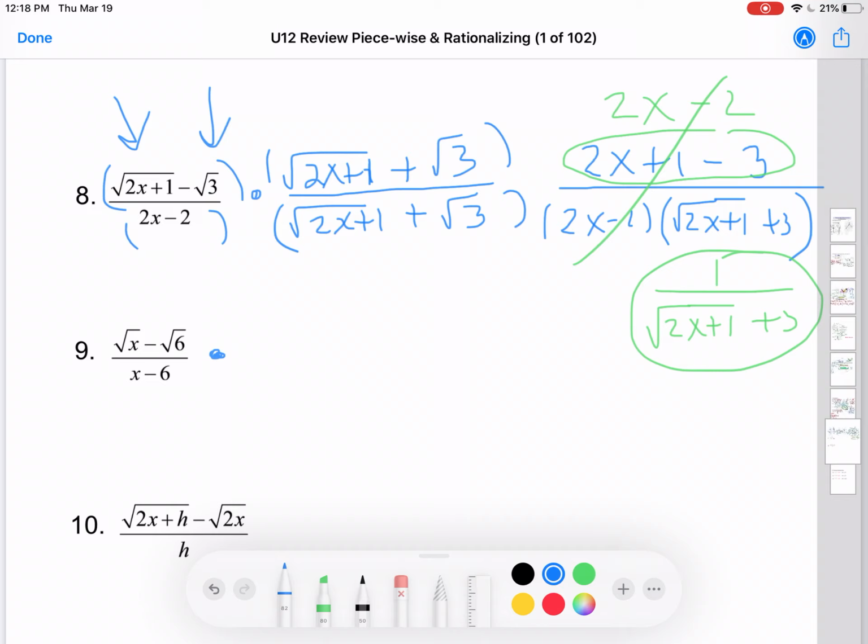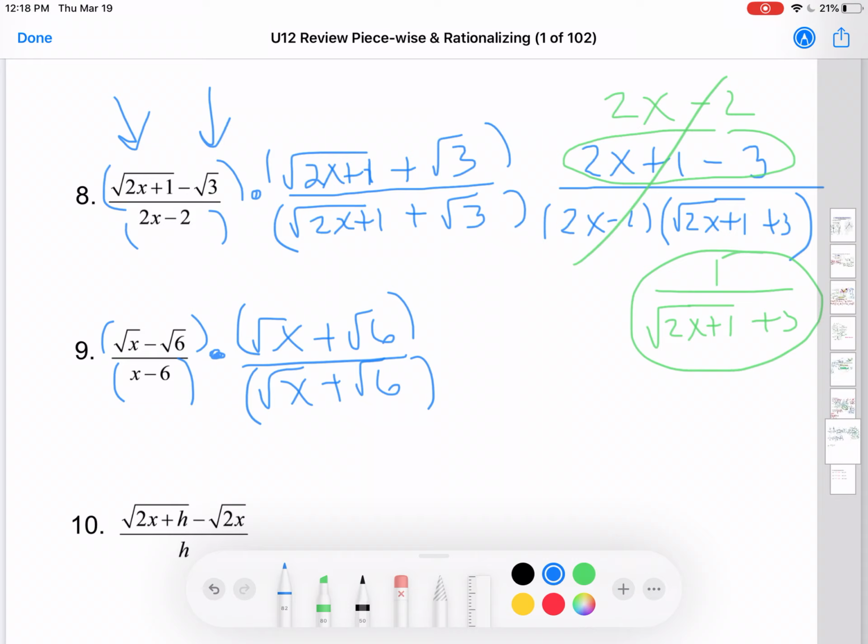So let's rationalize the numerator. So rad x plus rad 6. I like to put parentheses around all my binomials. So I hope you don't mind, but I'm going to erase this up here so I can have a little more room now.